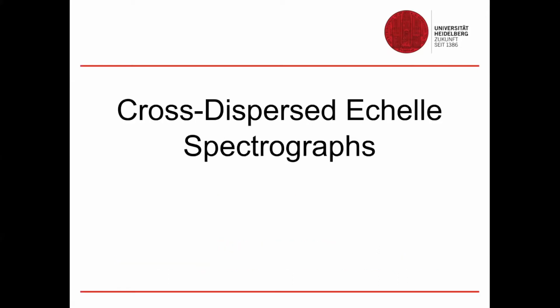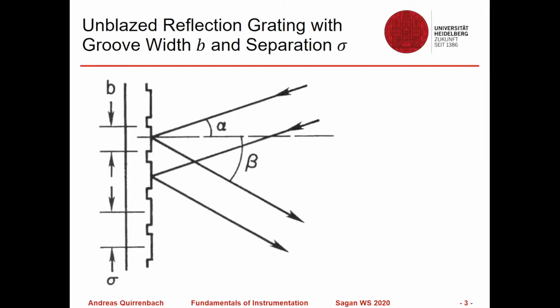And the type of instrument that we use for that is called a cross-dispersed Echelle spectrograph. I want to explain what that is and how it works and the fundamental limitations of observing with this type of instrument. So you probably all know gratings.